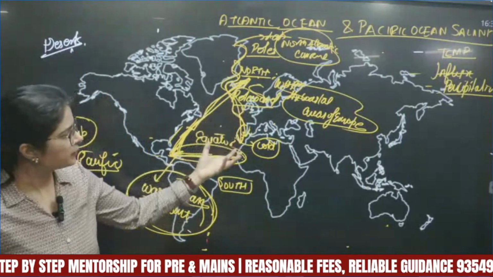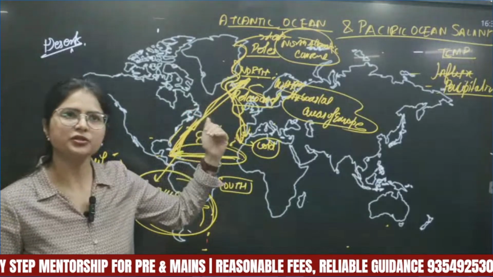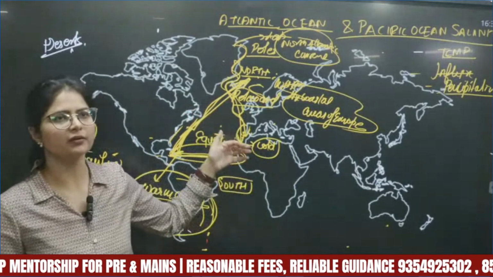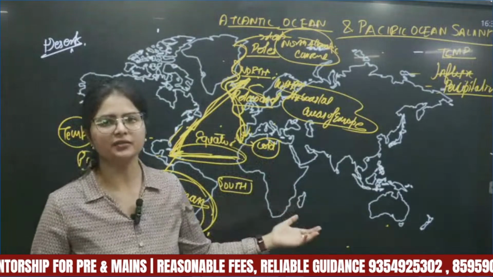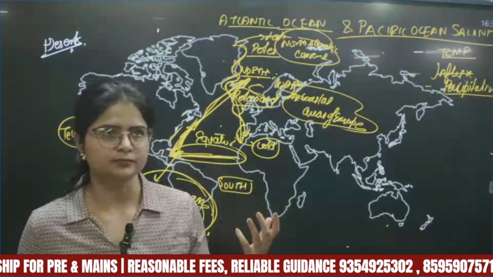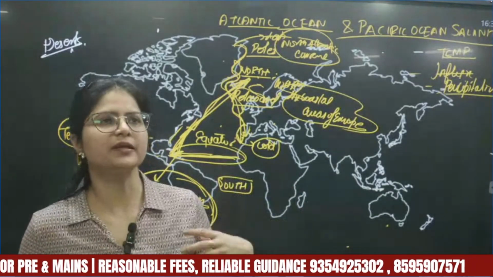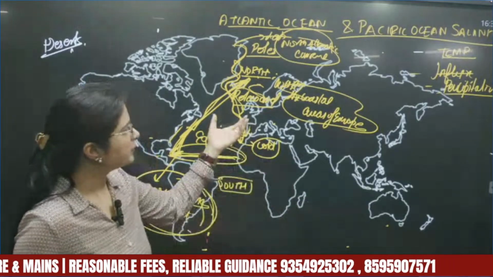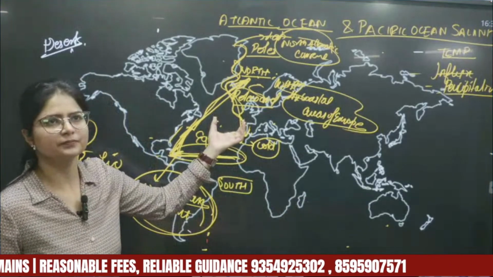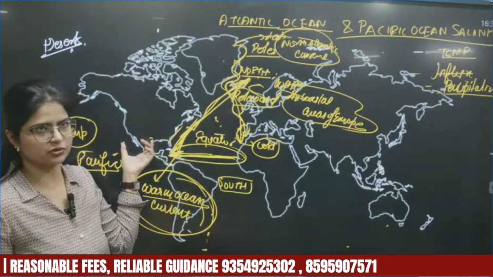When the evaporation is here, but the precipitation is not happening over here, definitely it would increase the salinity of the area. Okay? It would increase the salinity of the area. Why? Because precipitation is less as compared to the Pacific Ocean.